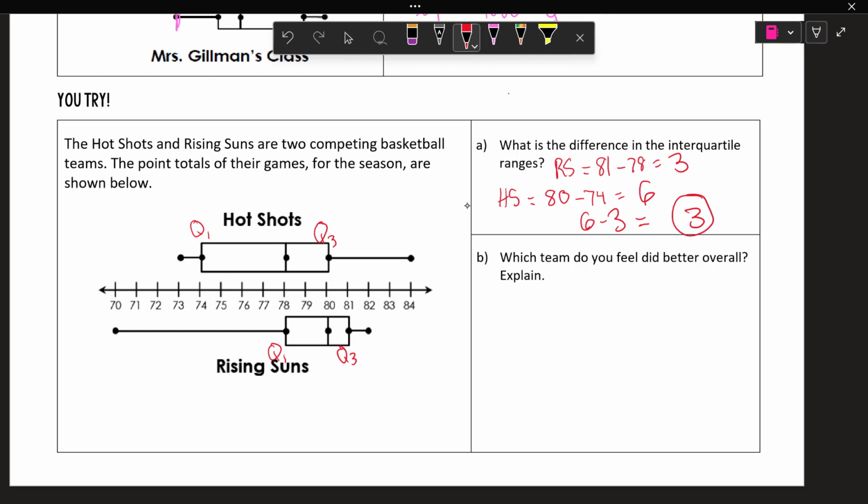Which team do you feel did better overall? Well, I think we have to say Hot Shots. They didn't have any low-scoring games. Or not as low as the Rising Suns, anyways. And they had a higher maximum. But you could argue that Rising Suns had it because their median is higher than the median for Hot Shots. So you could go either way, you just have to back it up with data, with things that are true, facts.